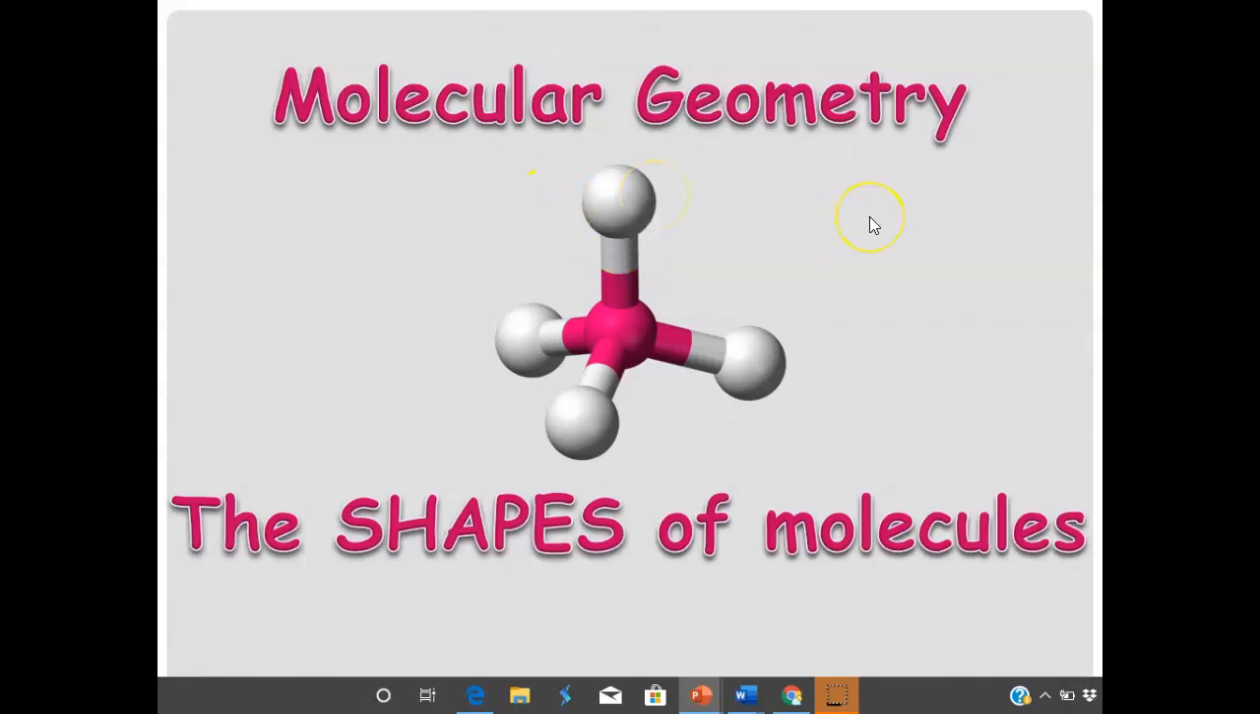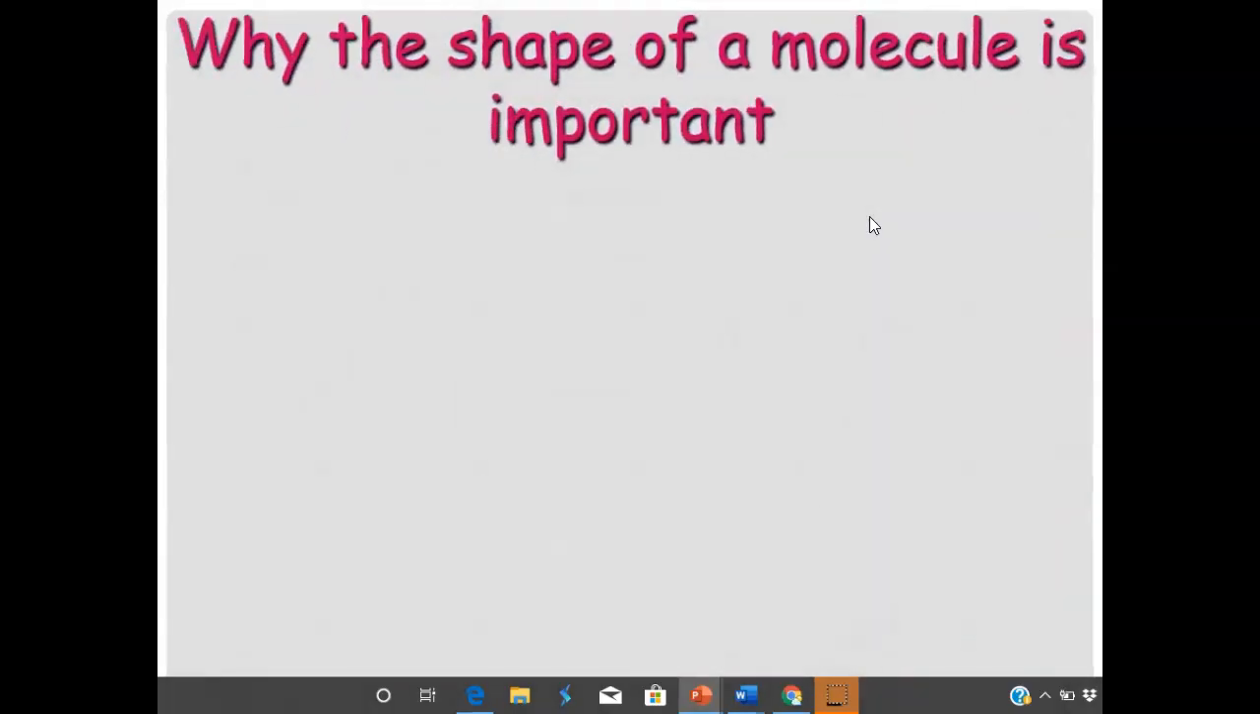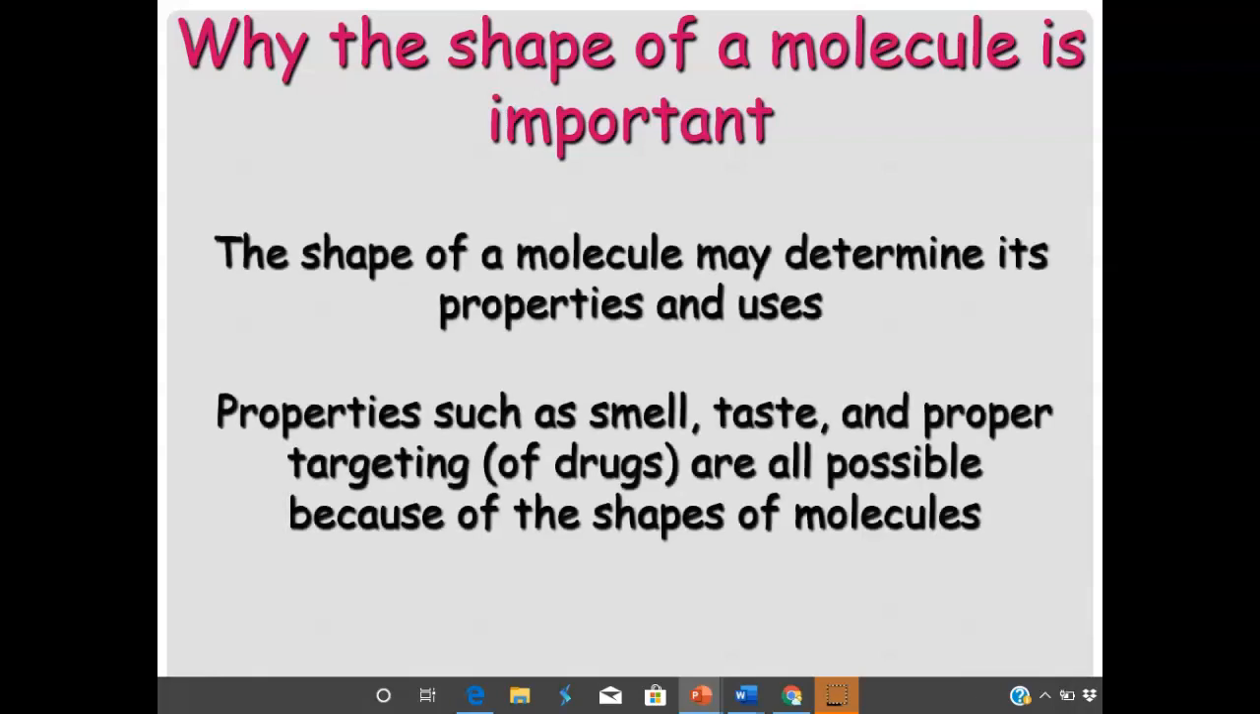Okay, this is going to be molecular geometry, the shape of molecules. So let's go ahead and get started. Why is the shape of the molecule important? The shape of the molecule may determine its properties and uses. Properties such as smell, taste, and proper targeting of drugs are all possible because of the shapes of molecules, okay?